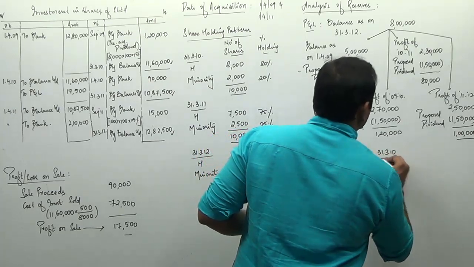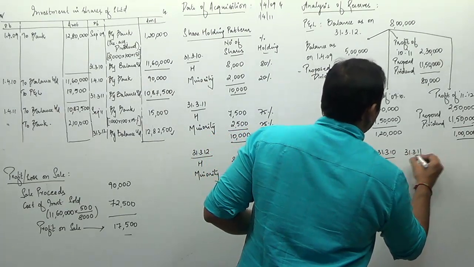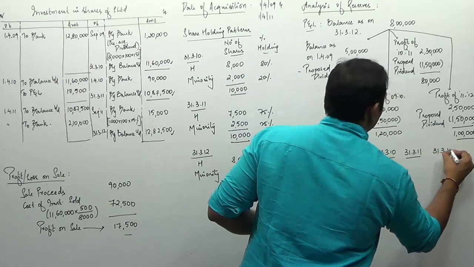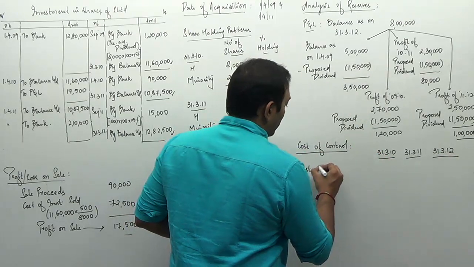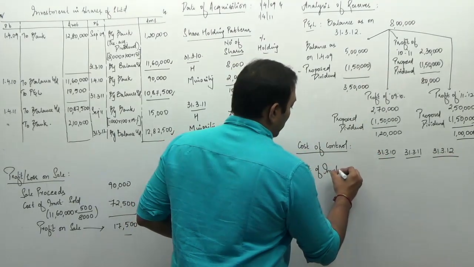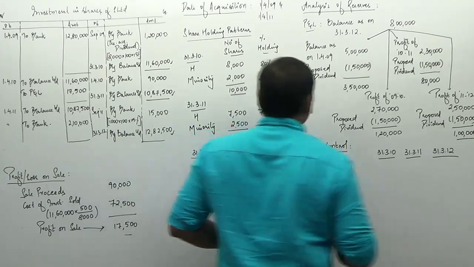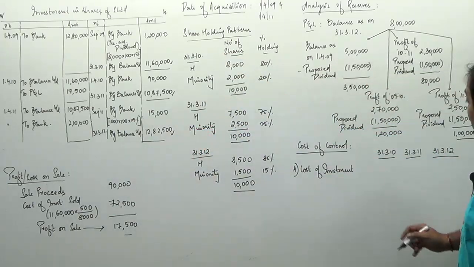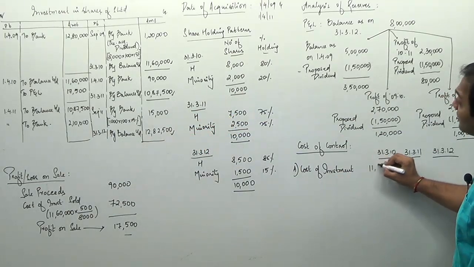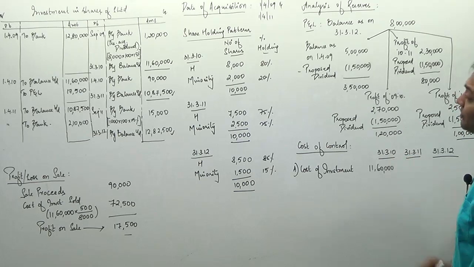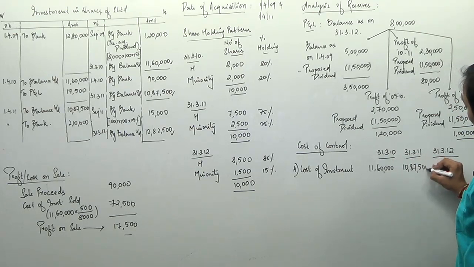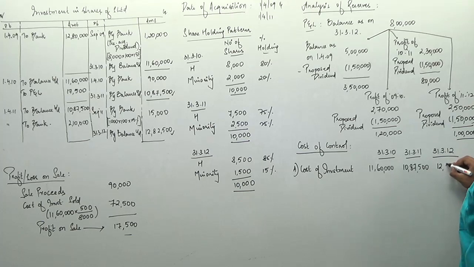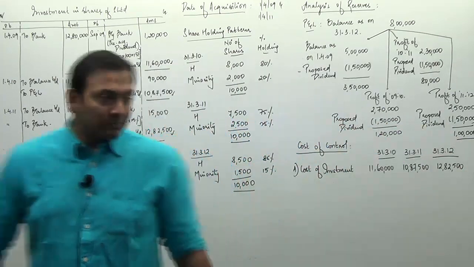As on 31st March 2010, 31st March 2011, 31st March 2012. Cost of investment, pick up from the investment. First, 31st March 2010, answer 11,60,000. Next year, 10,87,500. Last year, 12,82,500. Picked up direct values.